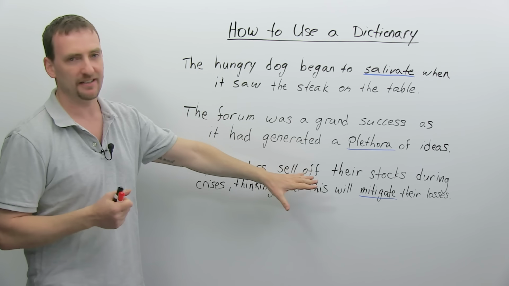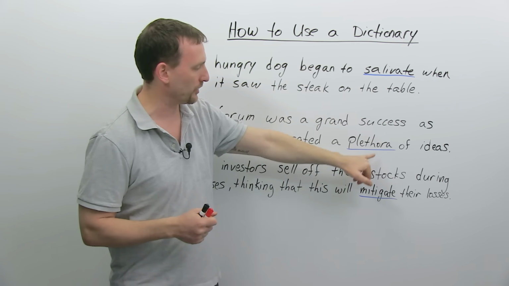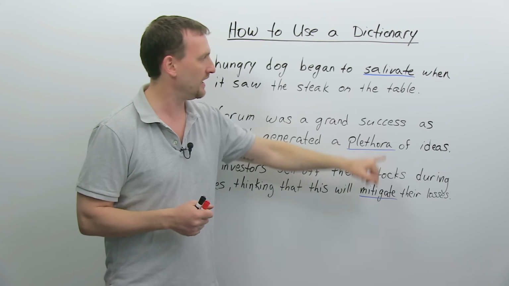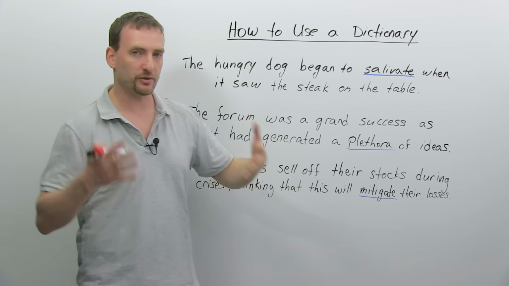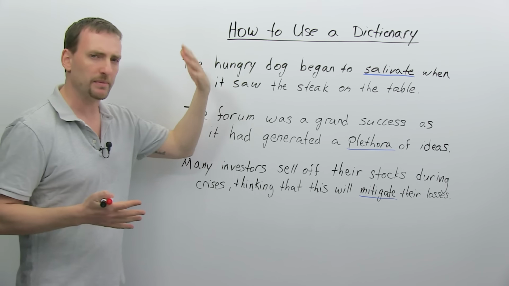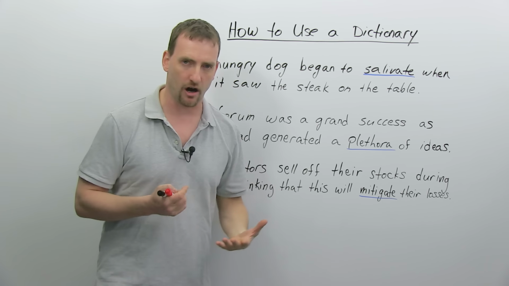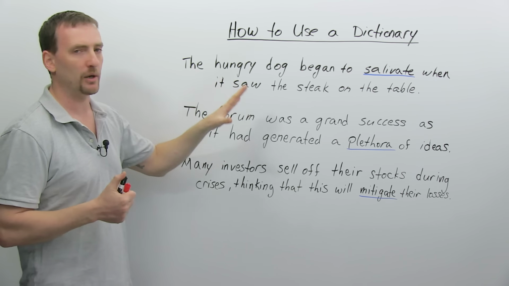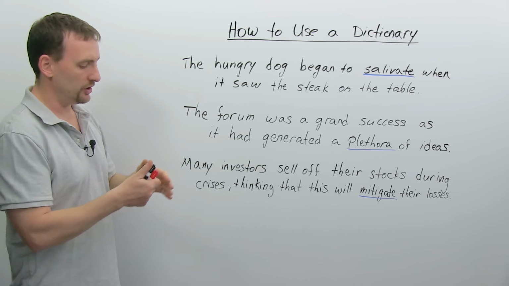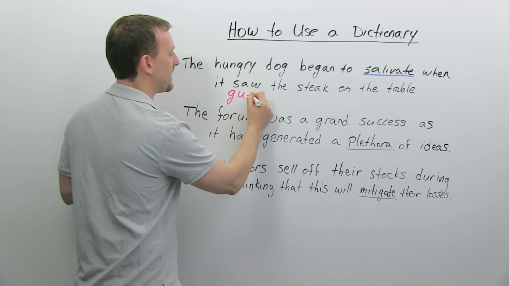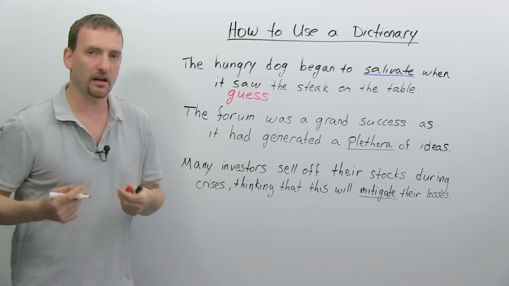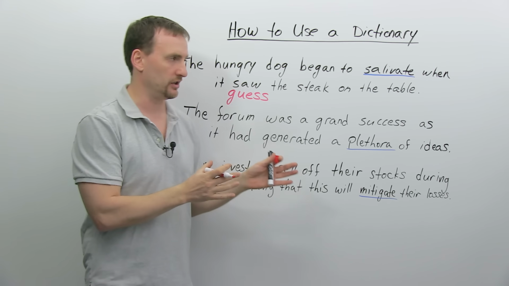So let's look at three sentences, and I underlined the words we're focusing on, okay? Salivate, plethora, mitigate. Now, you may know these words, you may not, but these are a little bit higher end words. They're not very common. So we're going to think about what to do. First, use context. What I want you to do is I want you to try to guess the meaning of a word before you go to the dictionary.